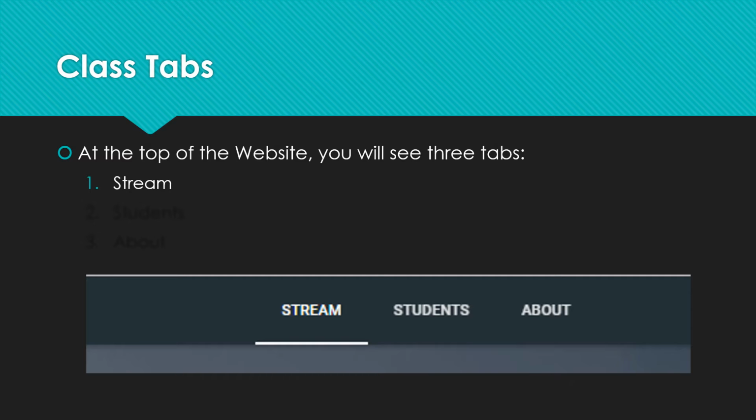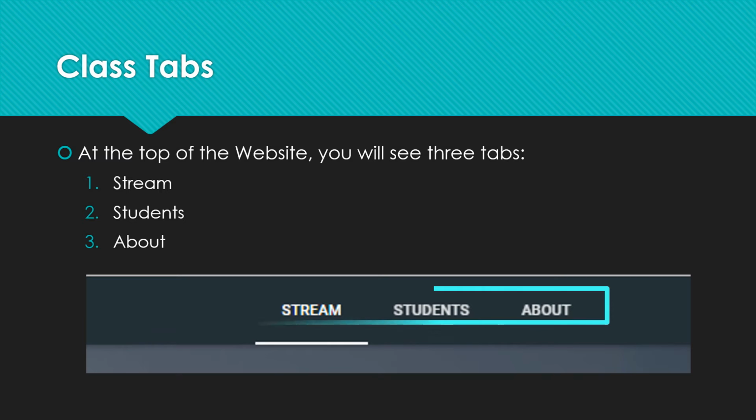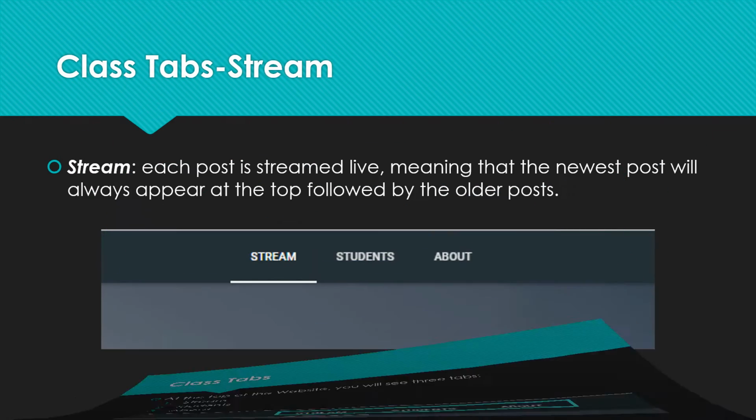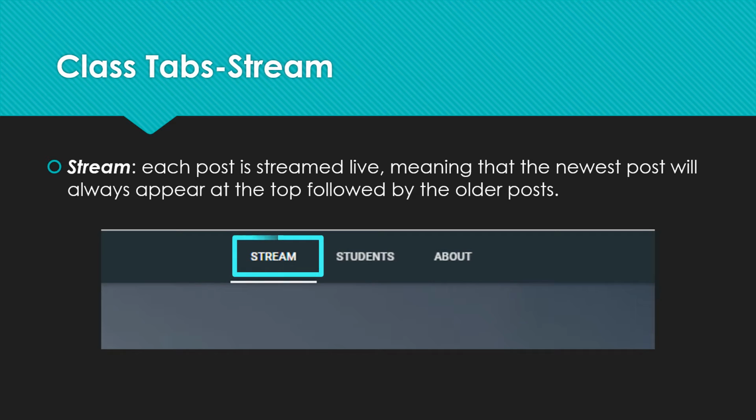The class tabs, if you look at them, will be at the top of the screen. There are 3 of them. You're going to be seeing the tab for Stream, Students, and About. Class tabs, the Stream. Stream means that each post is streamed live, meaning that the newest post will always appear at the top, followed by the older posts.